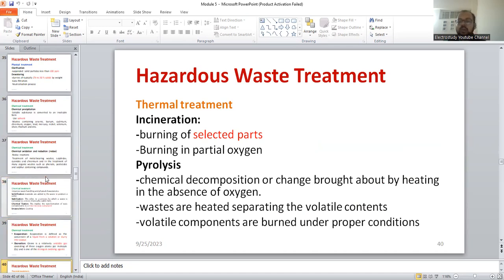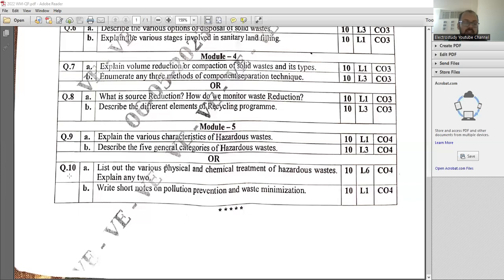These are the things which you need to explain elaborately. At least 1.5 to 2 pages you have to maintain for 10 marks. Let's discuss question number 10B. Write a short note on pollution prevention and waste minimization. That can also be expected in the forthcoming examination.